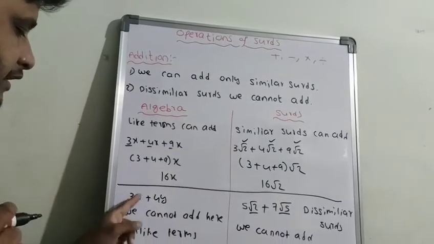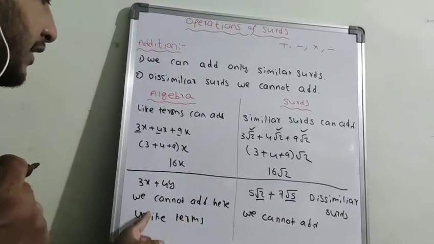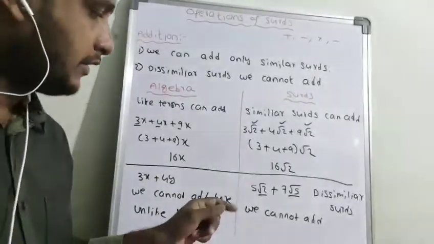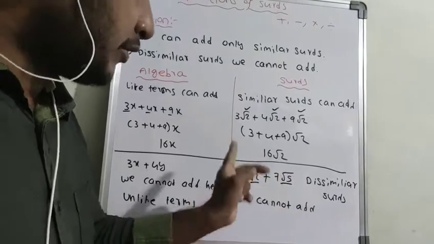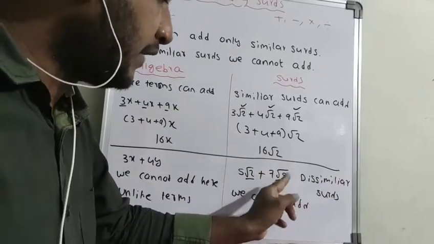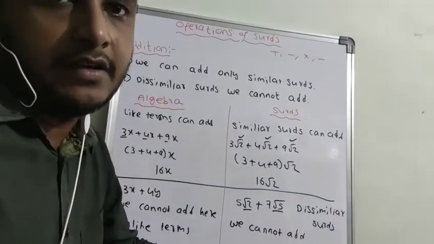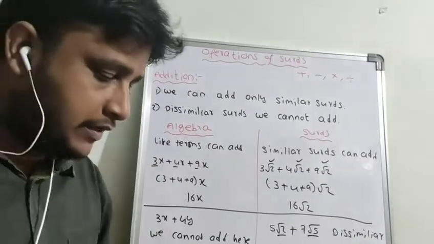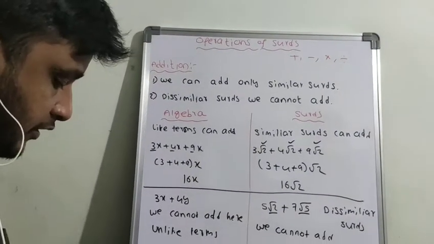And coming here, 3x plus 4y, is it possible to add here? No, we cannot add here. Why? Because these two terms are unlike terms. Now coming here, 5 root 2 plus 7 root 5. Is it possible to add here? No, these are dissimilar surds. Root 2 and root 5 are dissimilar surds. So this is the way you have to do addition. Coming to the subtraction.